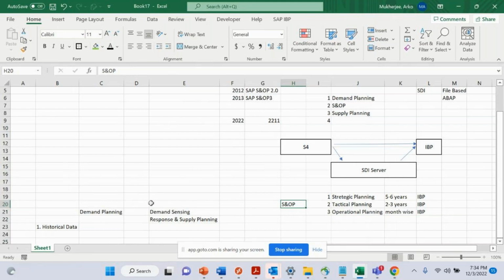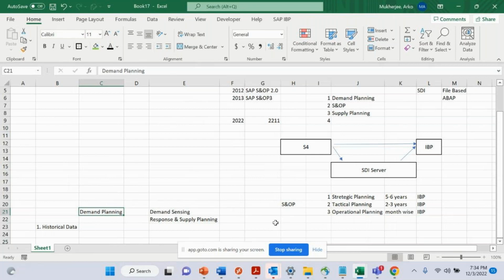In SNOP demand planning, we do not have all the features which SAP provides in the demand planning license. When it comes to licenses, when our client buys IBP from SAP, the IBP comes with certain licenses. They will give the demand planning license, and based on that, we will do the planning.